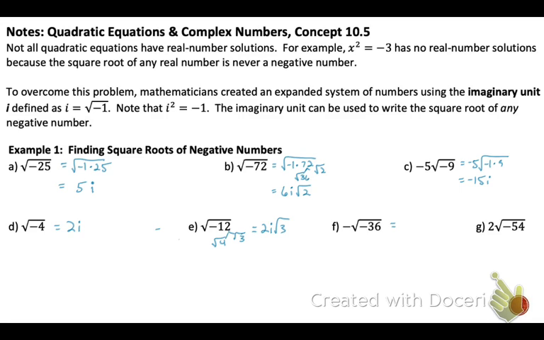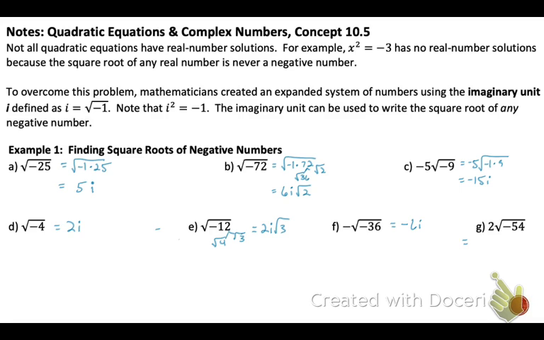F, we have the negative of the square root of -36. So the square root of -36 will be 6i, because the square root of -1 is i and the square root of 36 is 6. And then we simply multiply it by the negative that is out front.